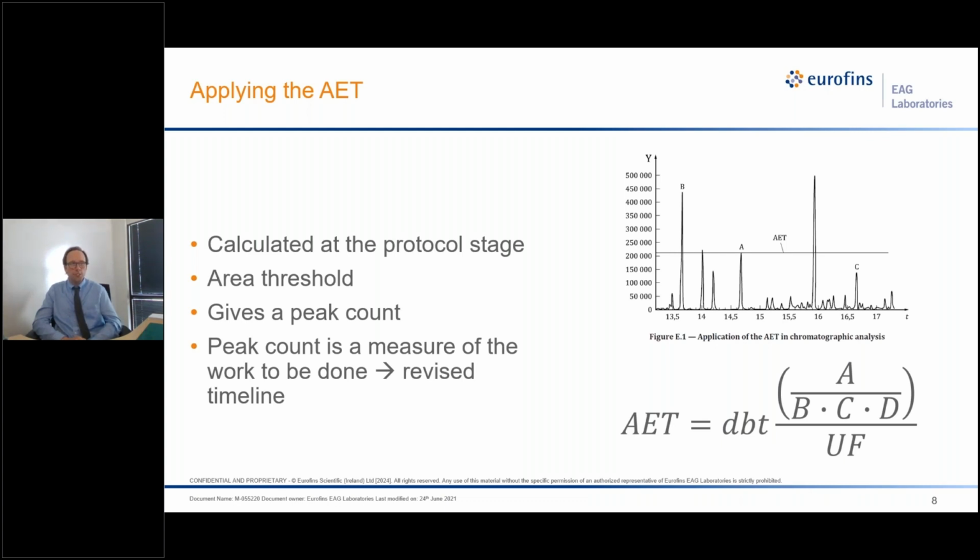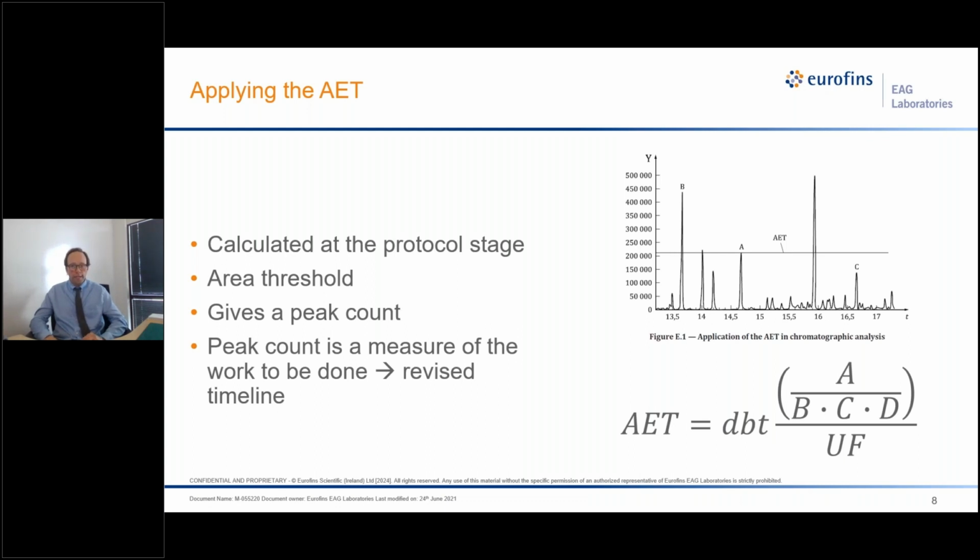Since our quantitation is based off of peak area in these chromatographic methods, we want to know above what area we need to analyze a peak. And if it's below that area, it's below the AT, we don't have to worry about it. And so the area thresholds will be calculated based off the calibration curves generated at the time of analysis. And what we'll do is we then go through and we count all the peaks that are above the AT and neglect the ones below.